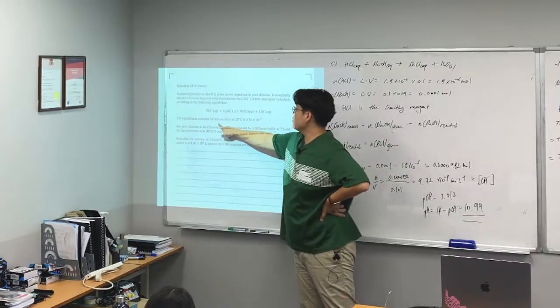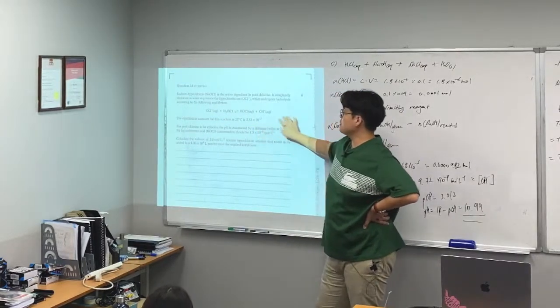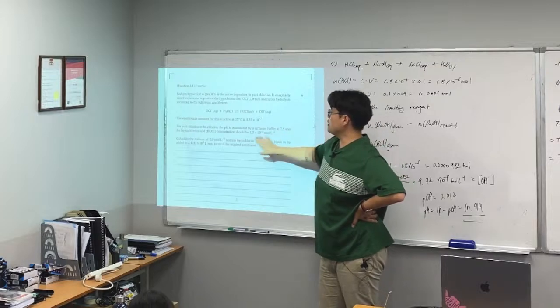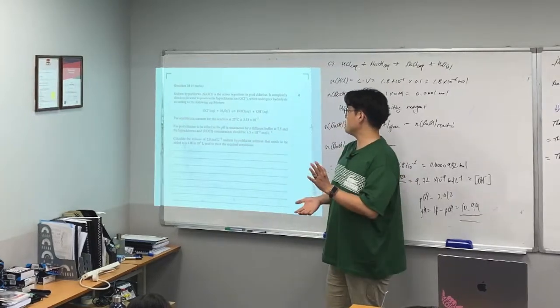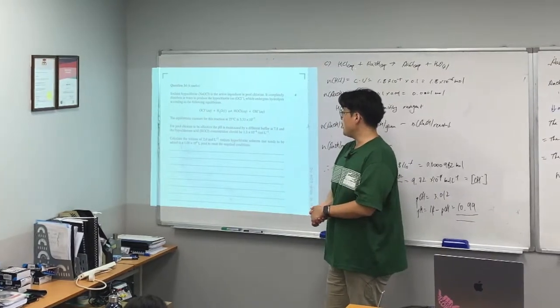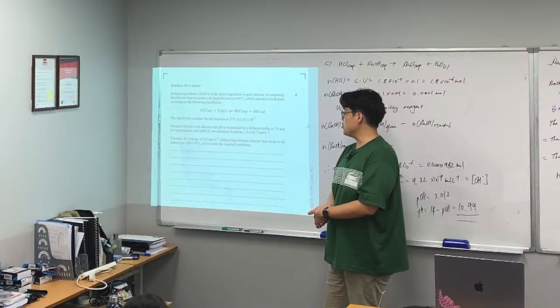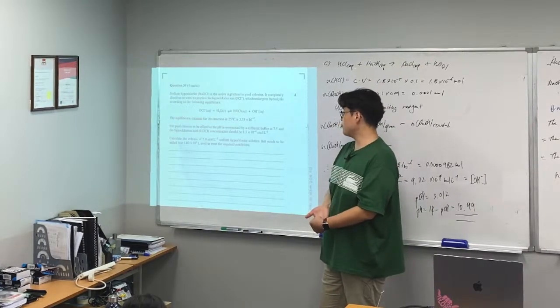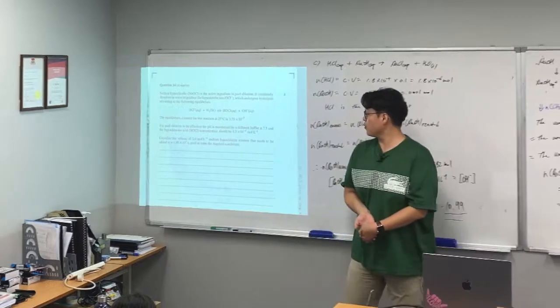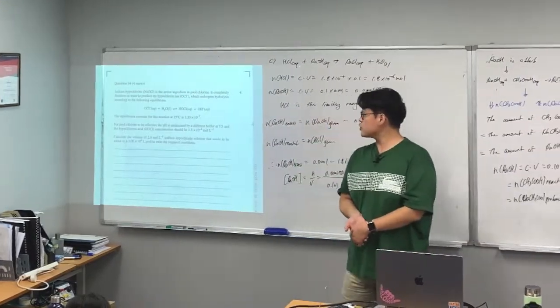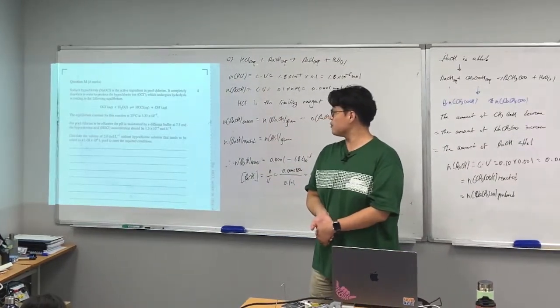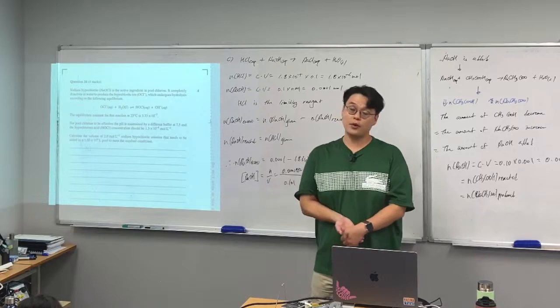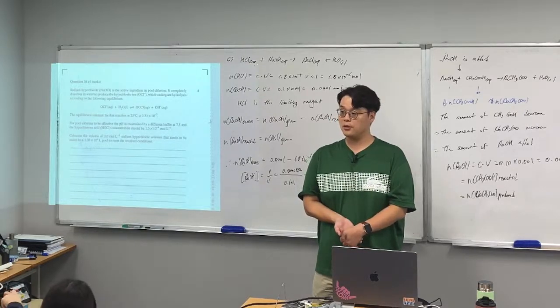So the constant for that is given as 3.33 times 10 to the power minus 7. The pool chlorine is to be affected, the pH buffered at 7.5, and the hypochlorous acid concentration should be 1.3 times 10 to the power minus 4. So calculate the volume of the 2 molar sodium hypochlorite solution that needs to be added to a 1 times 10 to the power 4 liter pool to meet the required conditions.